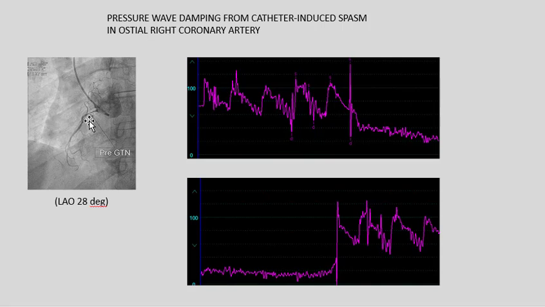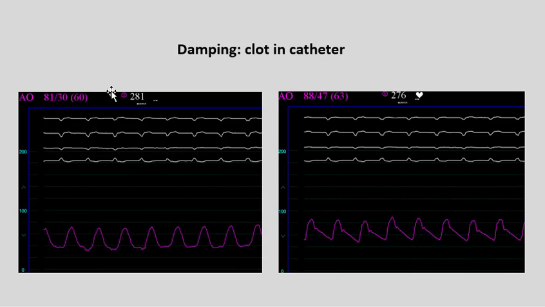This is before the GTN injection, showing that sustained constriction of that ostial area of the vessel. This is just to show you what we find in the cath lab in live cases. This is another example of it.